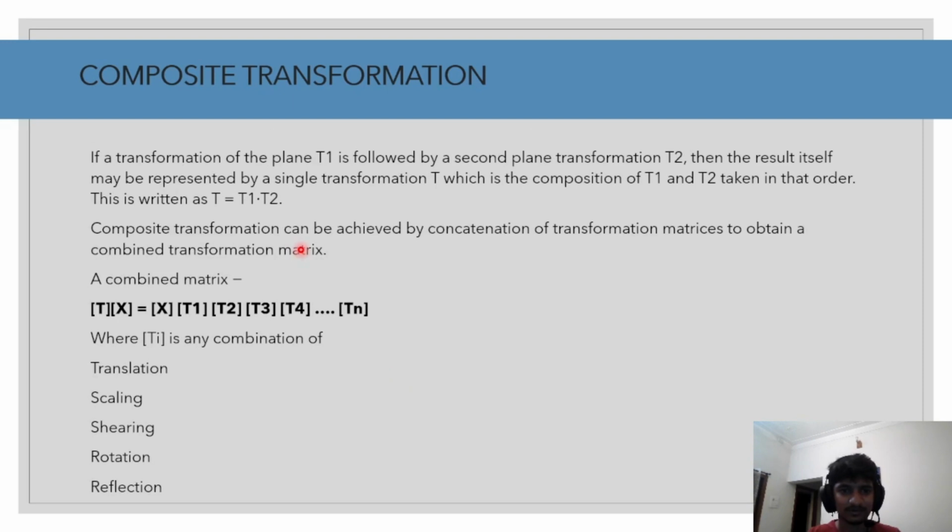And last we have composite transformation. If a transformation of the plane T1 is followed by a second plane transformation T2, then the result itself may be represented by a single transformation T, which is a composition of T1 and T2 taken in that order. This is written as T is equal to T1 into T2. Composite transformation can be achieved by concatenation of transformation matrices to obtain a combined transformation matrix. The combined transformation matrix is X is equal to T1 into T2 into T3, and that goes on till Tn, where Ti is any combination of translation, scaling, shearing, rotation, and reflection.